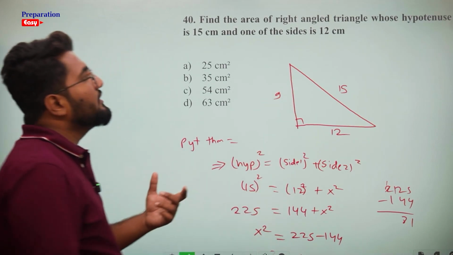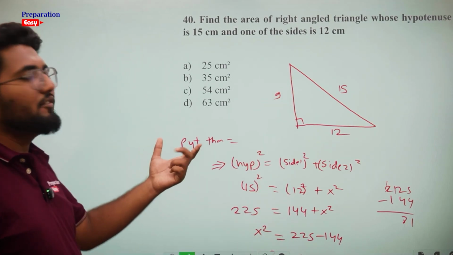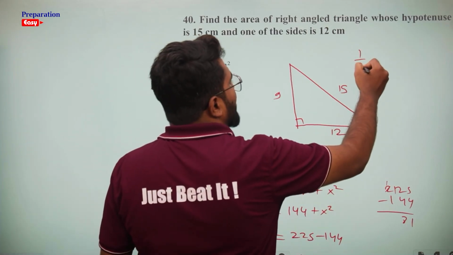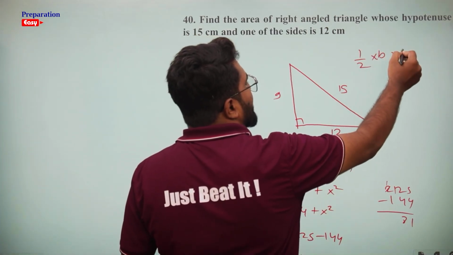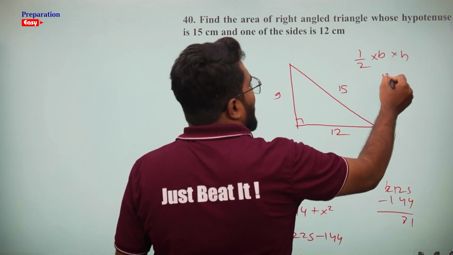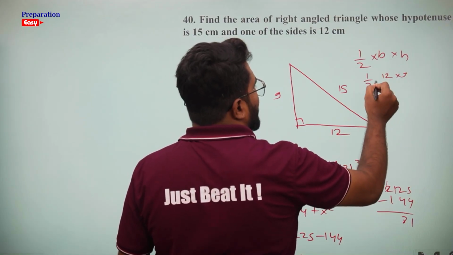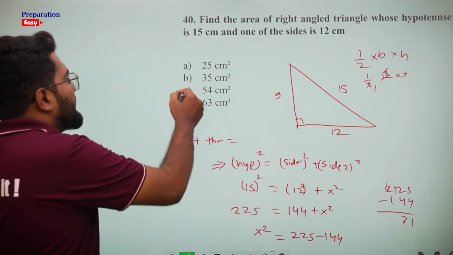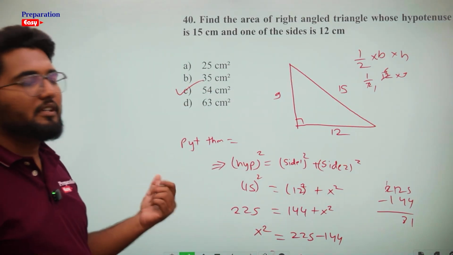Then we have to find the area. What is the formula of area? Half into base into height. What is base? Base is 12, height is 9 and half. 2 ones are 2, 6 nines are 54. So our answer will be 54 centimeter square.